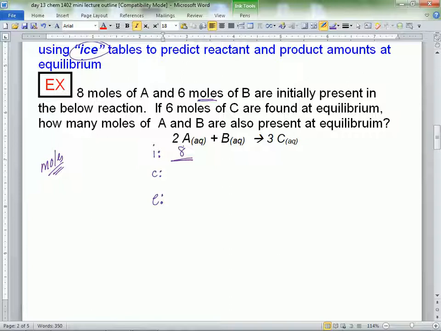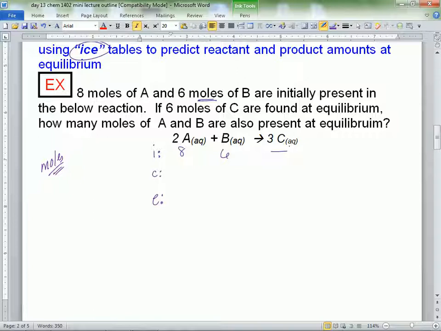Okay. Do we have any B initially? 6. Do we have any C initially? No, so we can just put a dash, or zeros. I like dashes because we'll see it later, probably next class period. But notice how the stoichiometric coefficients didn't matter. Whatever's there initially, that's what you put in there.